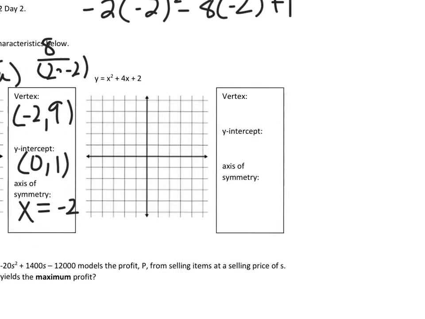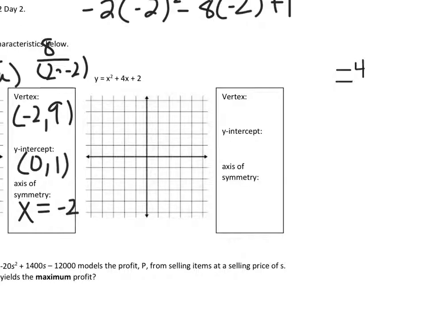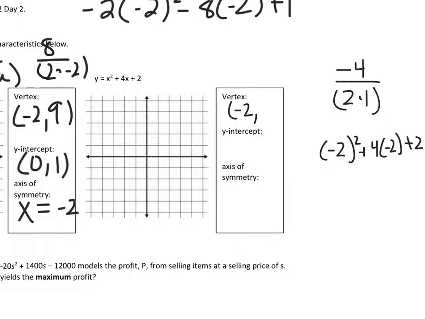Okay, the second one, I'm going to do opposite b over 2a. So it's going to be opposite of 4 over 2 times 1. So again, that's going to be negative 2. Then to get the y-coordinate, I plug in negative 2 squared plus 4 times negative 2 plus 2, which is negative 2. My y-intercept is going to be the c value if it's in standard form. So the c value is 0, 2.